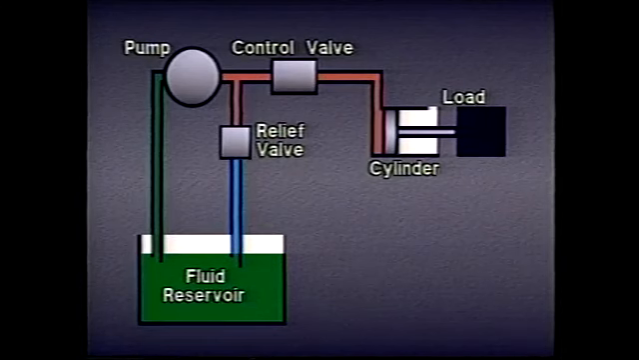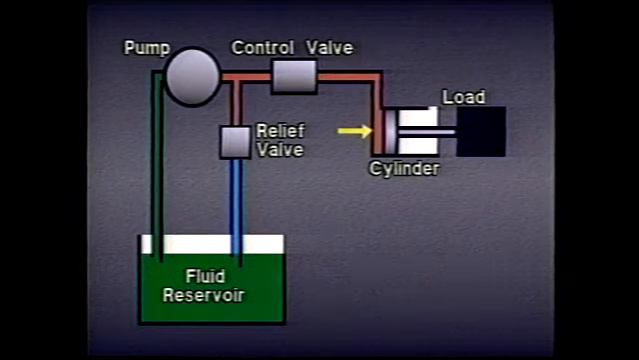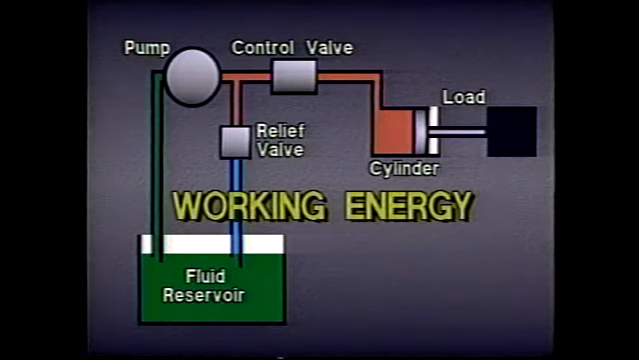Pressure is the result of a force meeting a resistance. For example, in a hydraulic system, when the kinetic energy of the fluid moving in this line meets the resistance of the cylinder and its load, pressure is created. The combination of this kinetic energy and pressure gives us what is called working energy, and it is this working energy that we need to apply at the point of work.